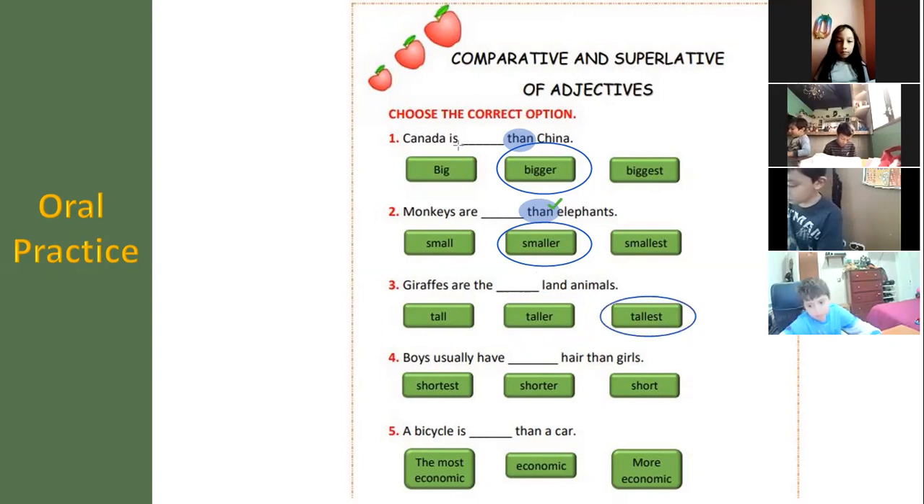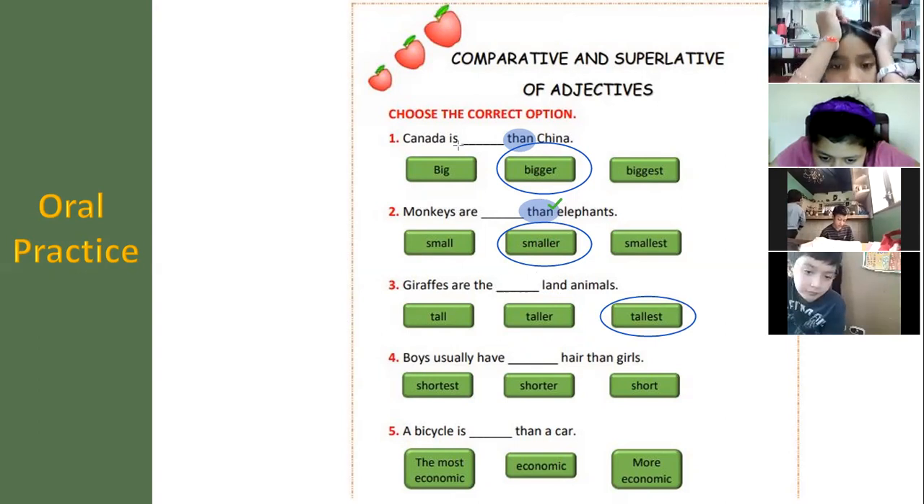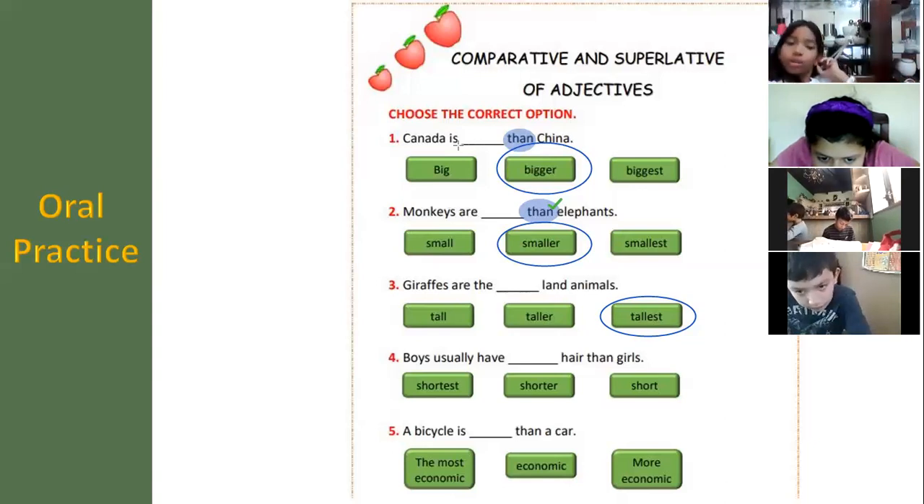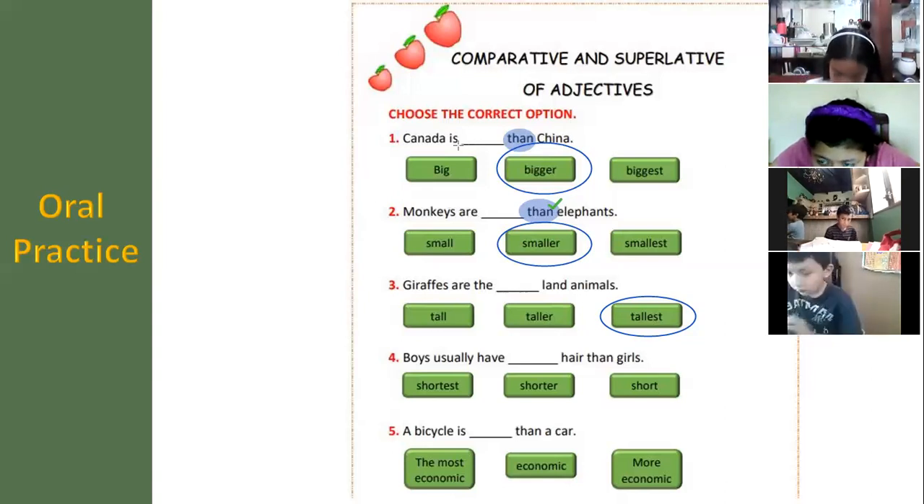But one more thing. Look at the first sentence, Gabriel, please. The first sentence is comparing Canada and China, two things. So we need the comparative, ER, bigger. The second sentence is comparing monkeys and elephants, two different kinds of animals. We need ER, smaller. Number 3 is comparing giraffes with the rest of the animals that live on land. So it's comparing one with the rest. That is a superlative. We need tallest. Giraffes are the tallest land animals.